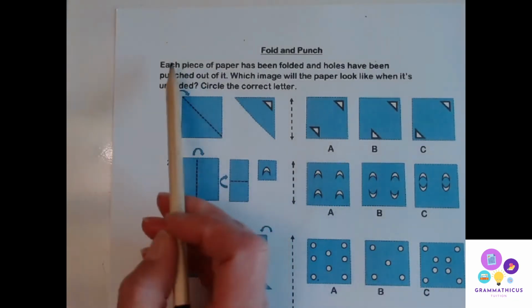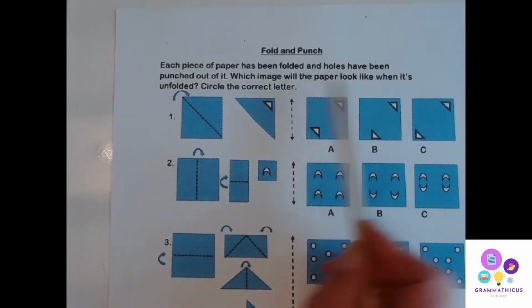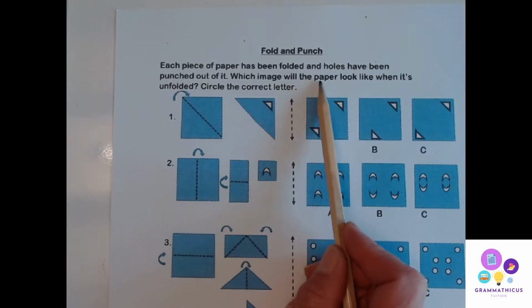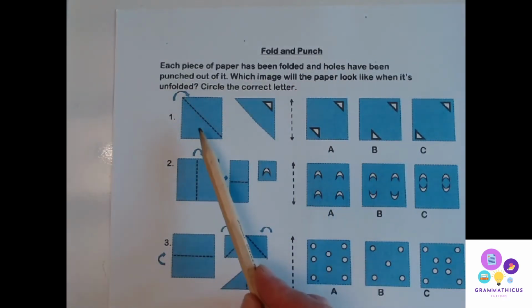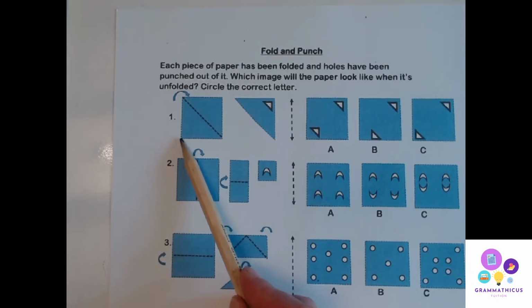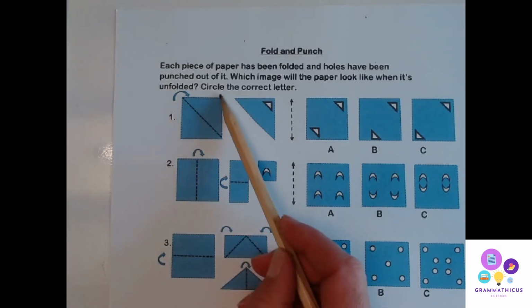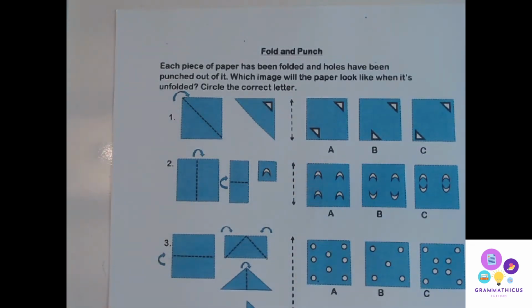If we read the instructions at the top, it says each piece of paper has been folded and holes have been punched out of it. Which image will the paper look like when it's unfolded? Circle the correct letter. So if you have a little look here, you can see that in the instructions we've been told that the piece of paper has been folded on the diagonal once, and a triangular hole has been punched in the corner.